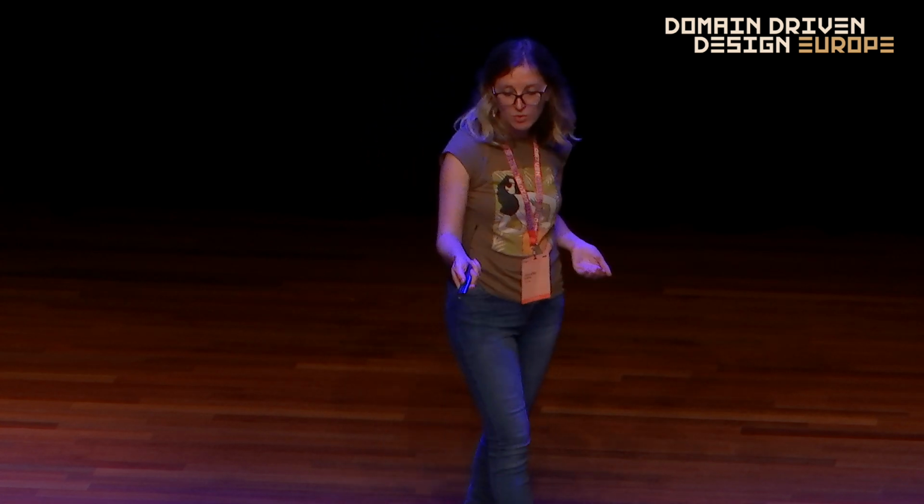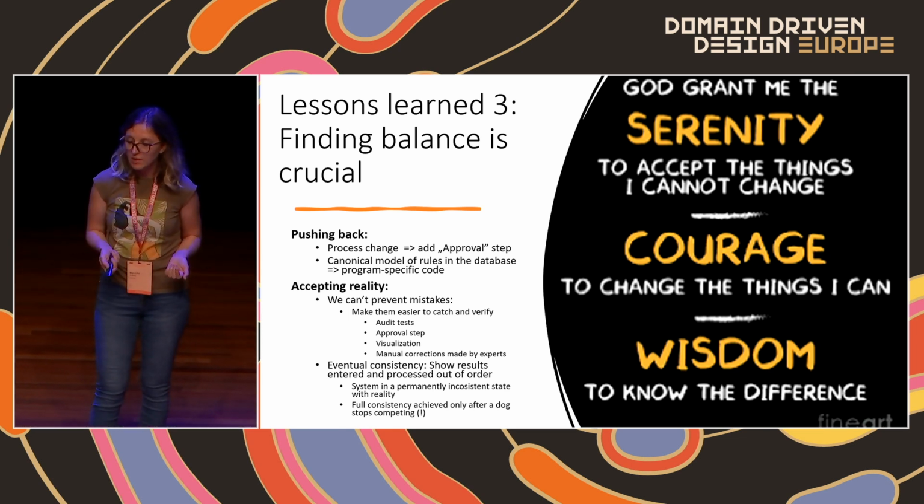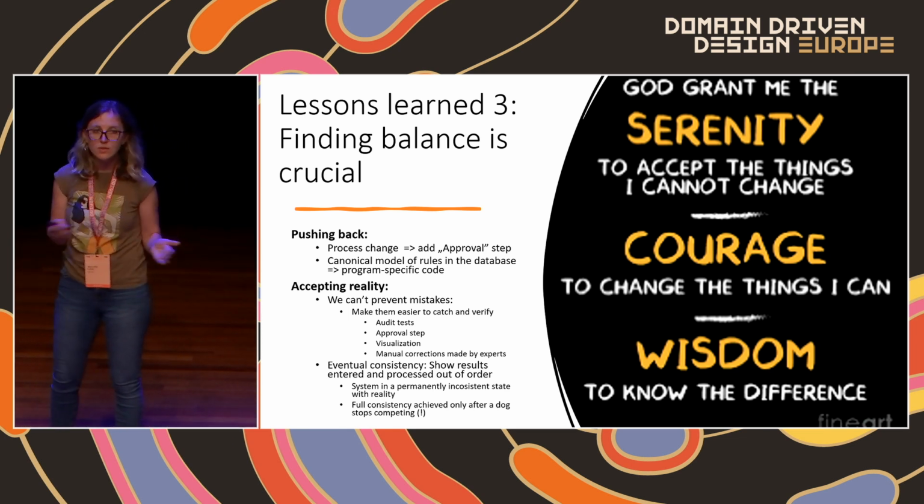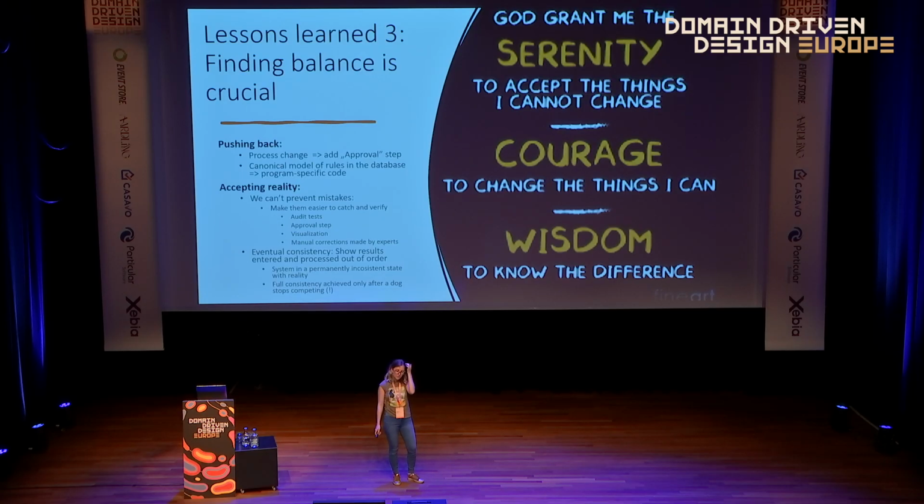So for me, it was very hard to accept that we can't prevent those mistakes, that we can't just go back and fix all the data and predict all possible ways in which the information can be messed up, right? So instead, we had to find a way to make them easier to catch and verify, and that was an acceptable compromise. I also didn't like that eventual consistency thing, right?